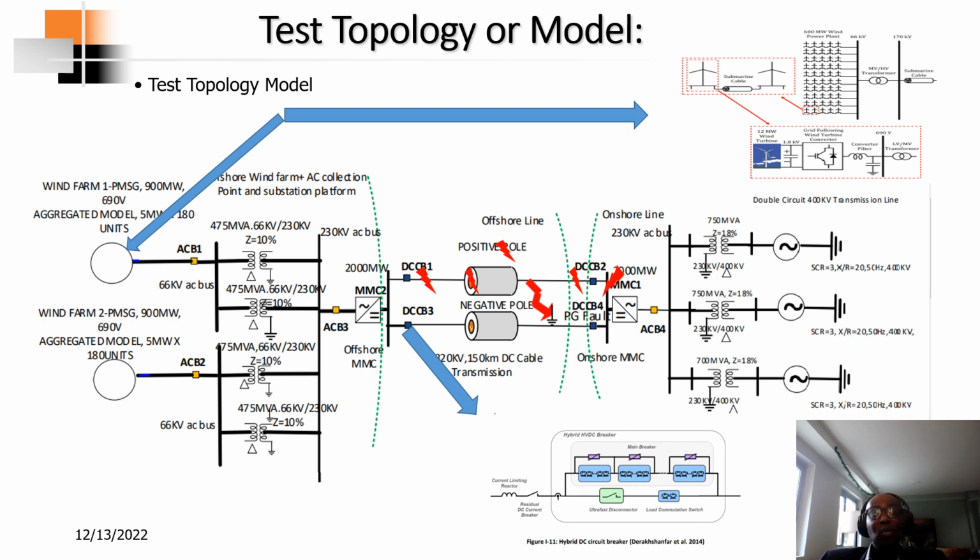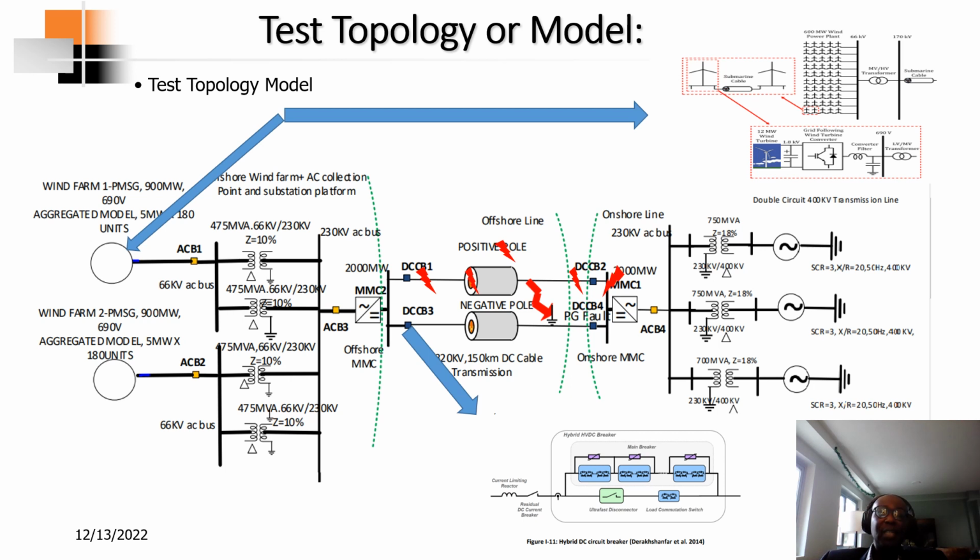Okay, so we have a DC transmission cable over here, and that is modeled in the frequency-dependent phase model, just to capture the frequency-dependent parameters, that is the inductance and capacitance. The rating of this DC transmission cable is plus or minus 320 kV, and the transmission distance is 150 kilometers. On this DC transmission cable, I am applying faults at various sections of the DC cable.